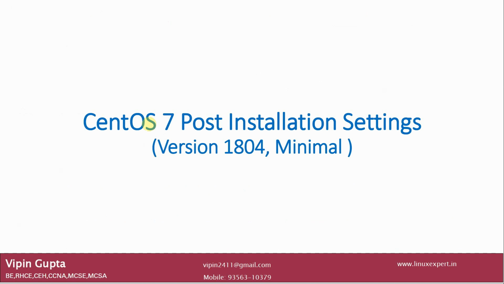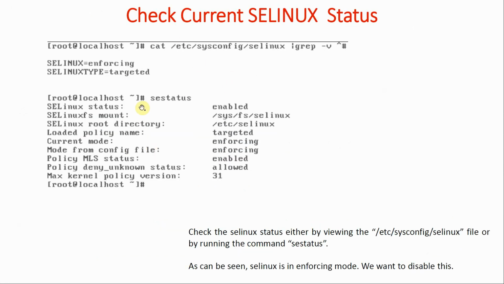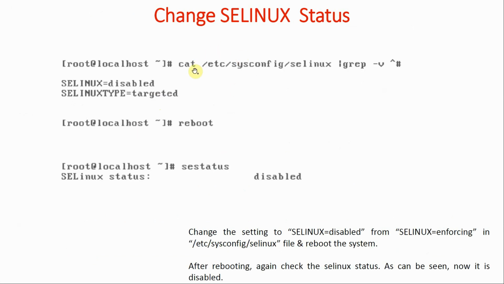So again, I'm just showing the CentOS installation settings. These are the current firewall settings, and how to check these. Then what we did with the SELinux command, we checked the status. Then again we looked, after changing the setting, whether it is disabled or not. Then we rebooted the system. Then it was showing the status as disabled.